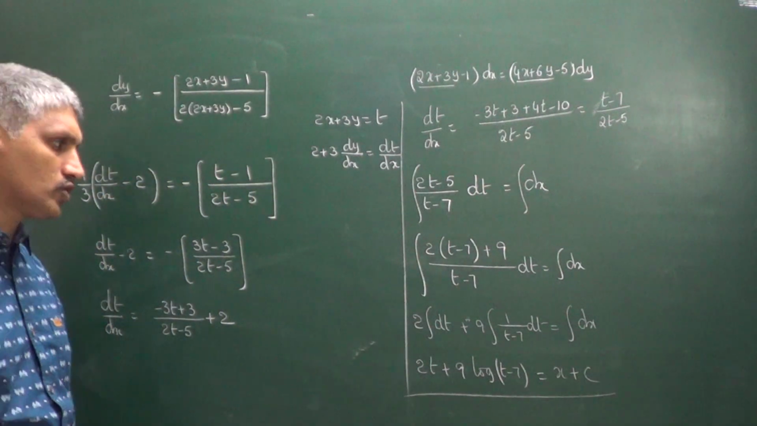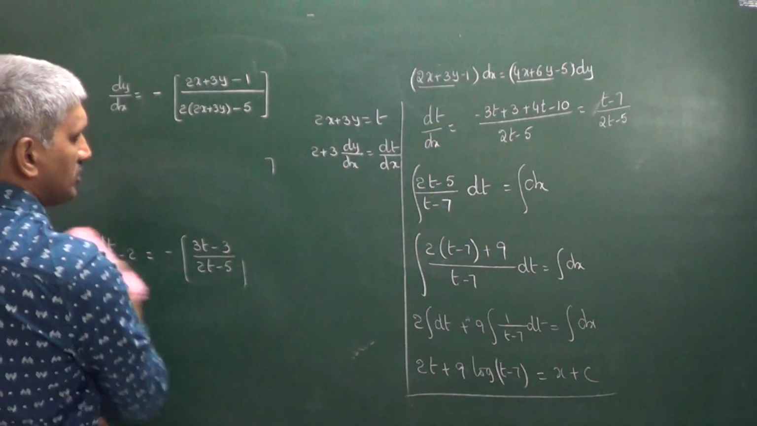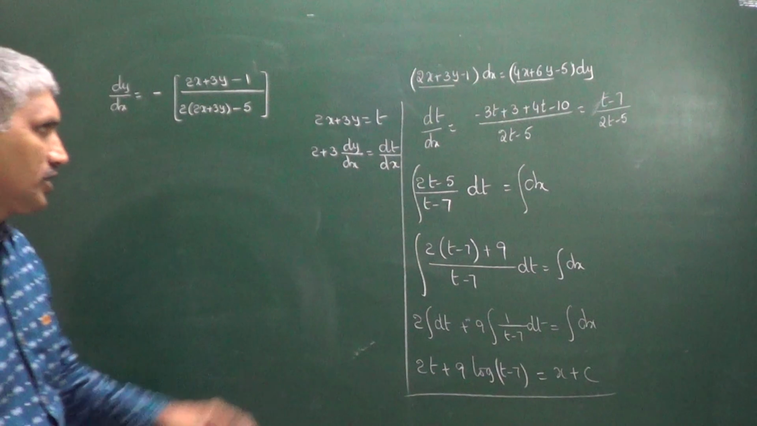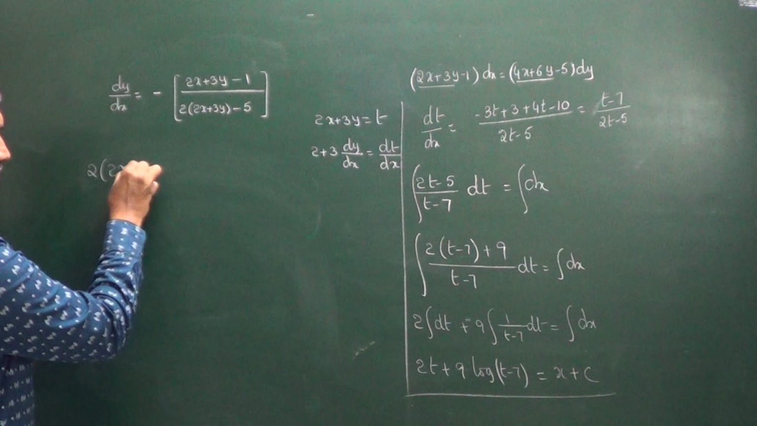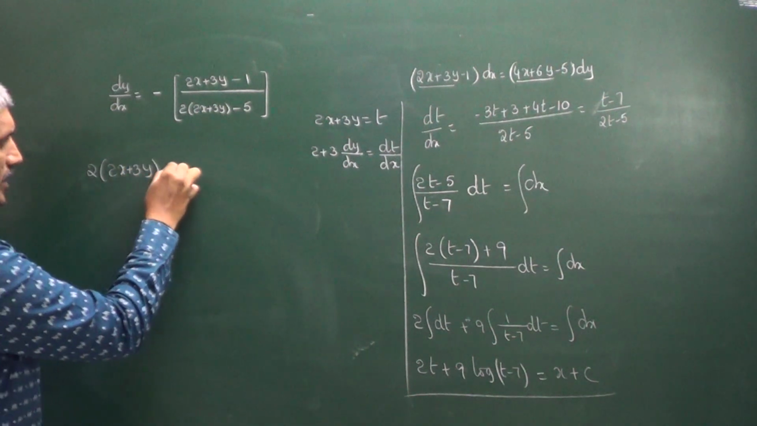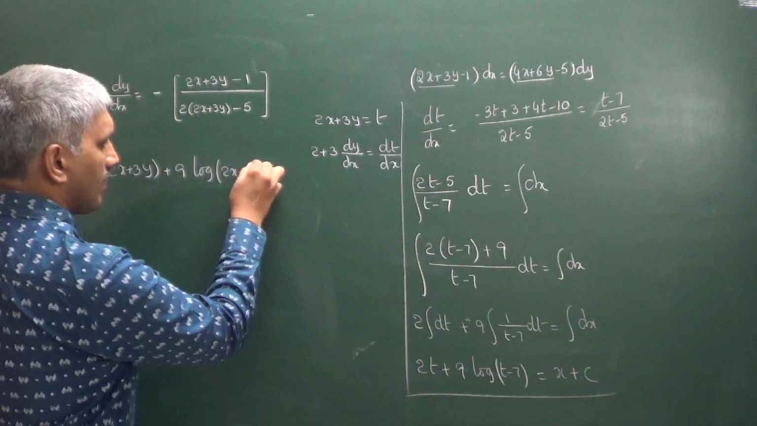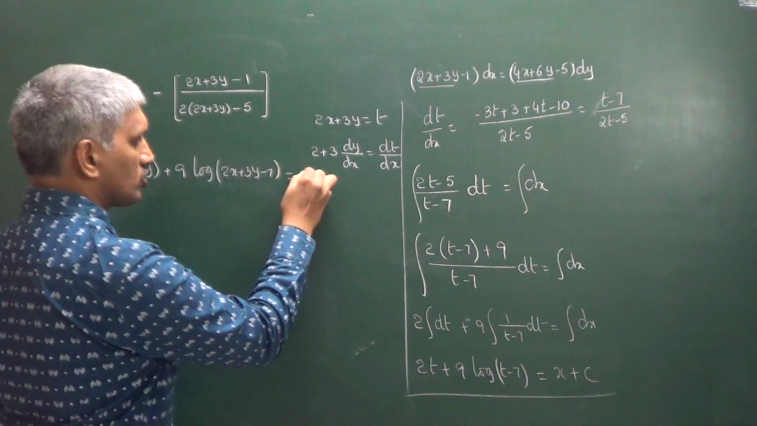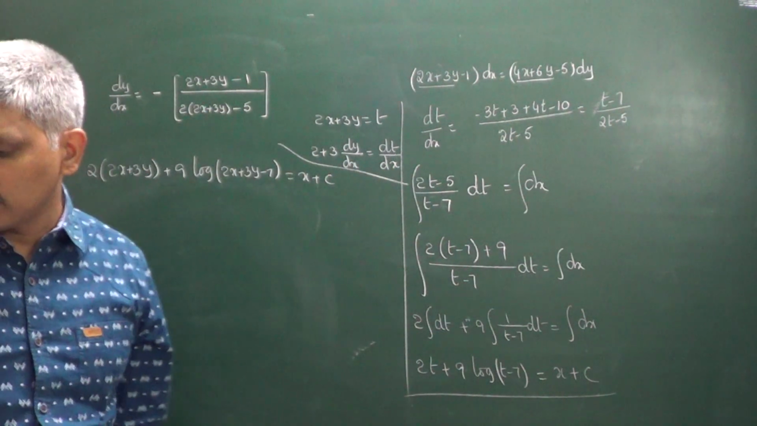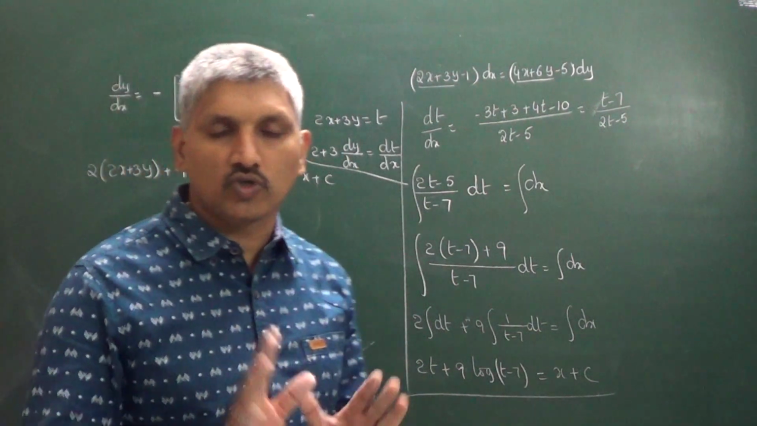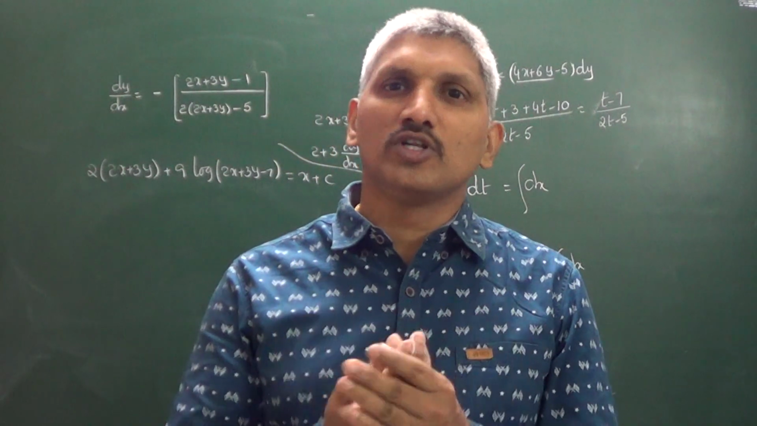Now in place of t what do we have to write? In place of t we have to write 2x plus 3y. So t is replaced with 2x plus 3y. Then we get 2 into 2x plus 3y plus 9 into logarithm of 2x plus 3y minus 7 is equal to x plus c. Now this x is shifted to that side, and you will get the further simplification. So that is the way to proceed with the differential equation using variable separable method.